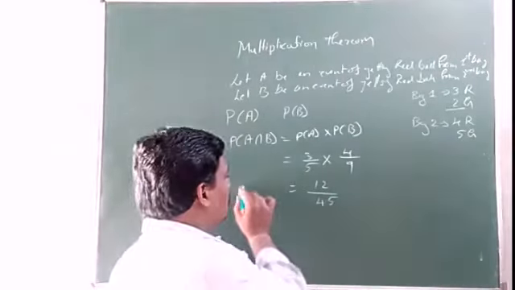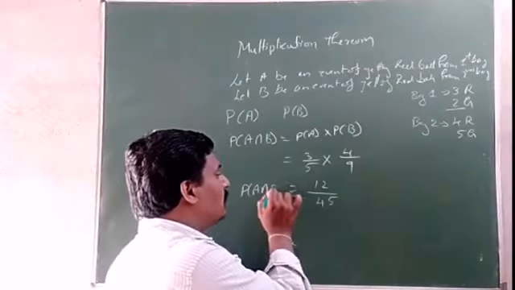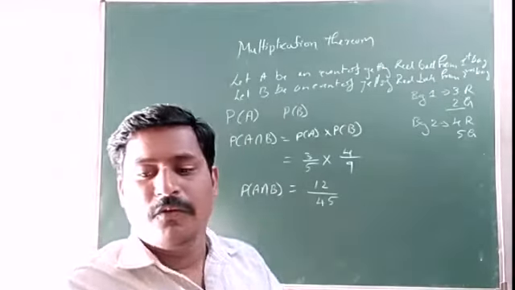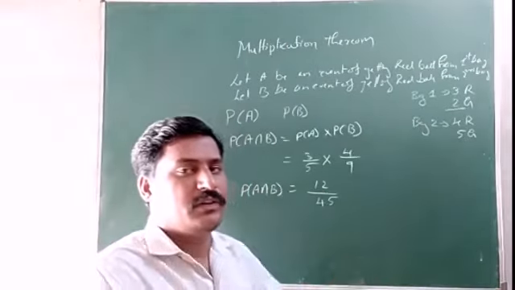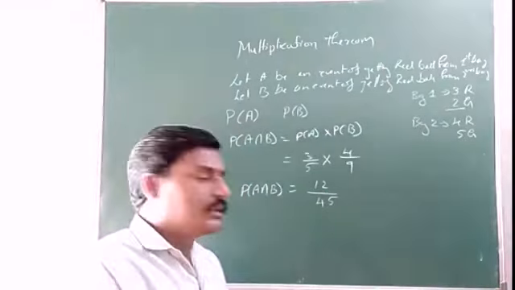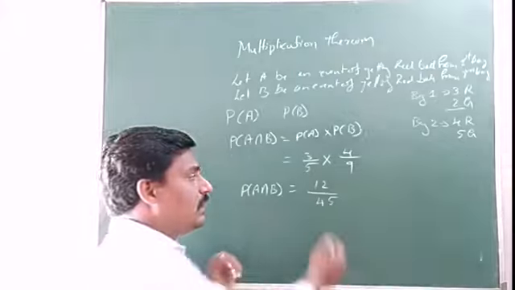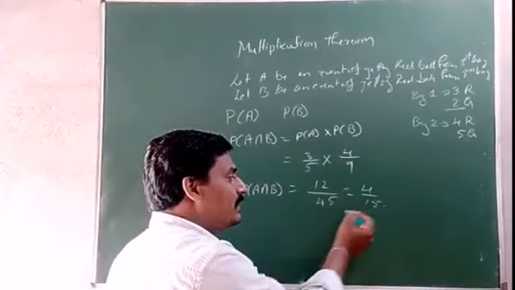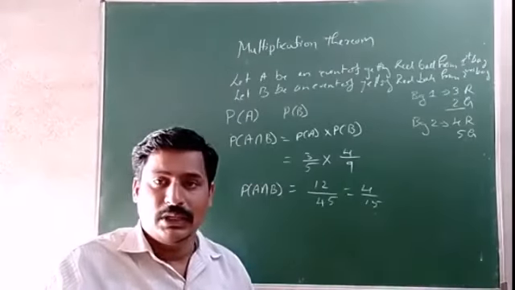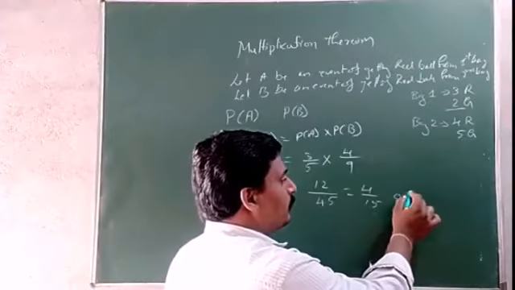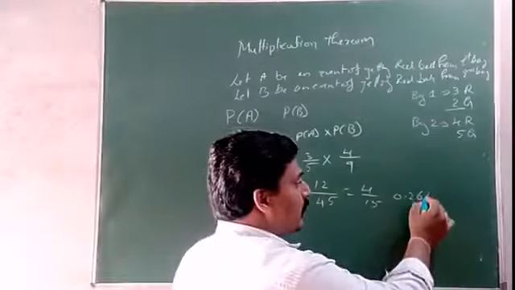So the probability of getting a red ball from both bags is 12 divided by 45. We can reduce it further. In the 3 table, they both are there. 3 4s are 12, 3 15s are 45. Even we can reduce it further. So in decimals, that is 0.26666, so you can write 0.2667.